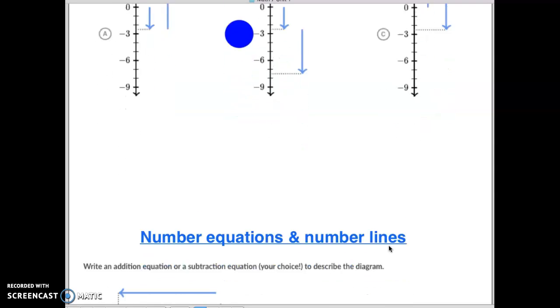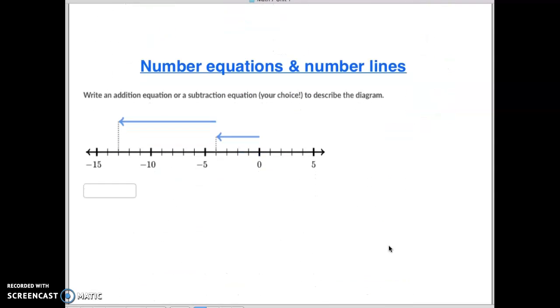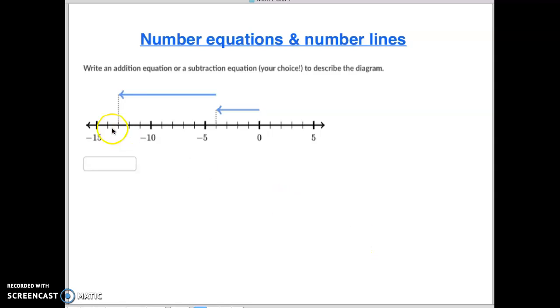Your second Khan Academy today is number equations and number lines. Okay. So write an addition or subtraction equation, your choice, to describe the diagram right here. So how far is this one? Let's see, it went 1, 2, 3, 4 units. And did it go in the positive direction or the negative direction? Yeah, it went in the negative direction. So we have -4. Then we went in the negative direction 1, 2, 3, 4, 5, 6, 7, 8, 9. So first we went -4, then we went -9.